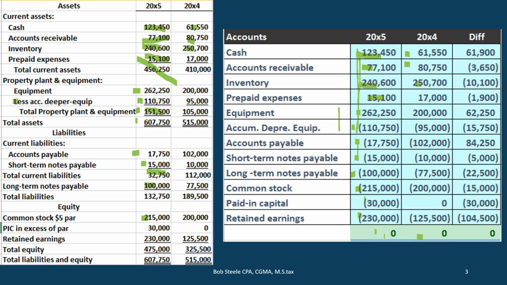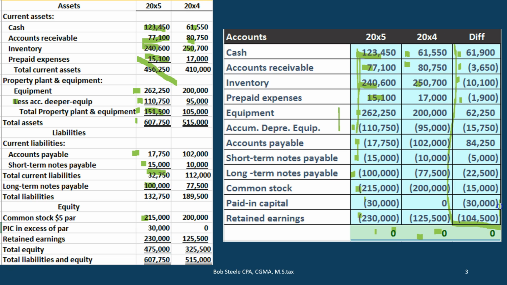If the debits and credits for 2000X5 add up to 0 and the debits and the credits for 2000X4 add up to 0, we'll then take the change for all those amounts. So 2000X5 is 123,450 minus 2000X4, 61,550 means there's a difference of 61,900. We'll do that all the way down. We'll take the change all the way down between these amounts, and if this adds up to 0 and this adds up to 0, and then we took the change of all those, then that must add up to 0. And that's what we'll be working with. So now we're going to be working with this.